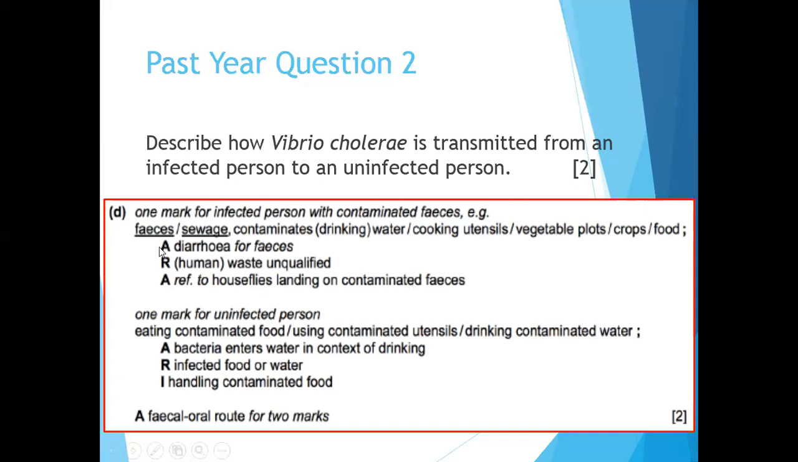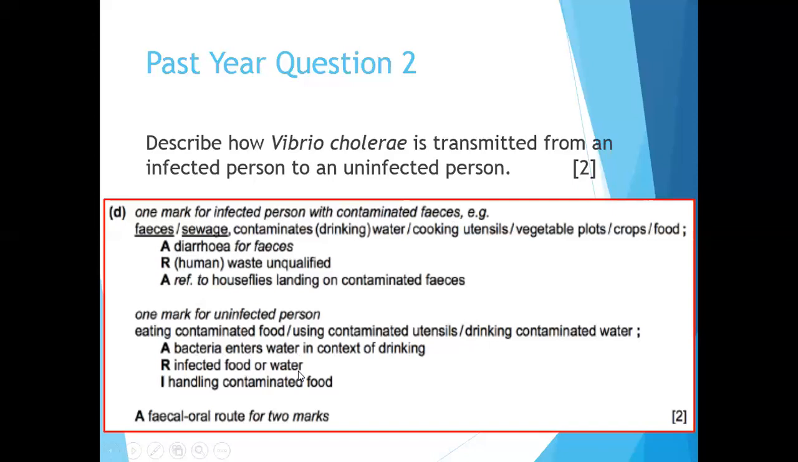Now, 1 mark for the uninfected person, what is it? Eating contaminated food. The uninfected person eats contaminated food or uses contaminated utensils. They use water that is contaminated to wash the utensils, right? Of course, not for us. For developing countries, when they use river water or well water for washing. Or drinking contaminated water, right? Or the bacteria enters the water in the context of drinking. Reject infected food or water, because food and water cannot be infected.